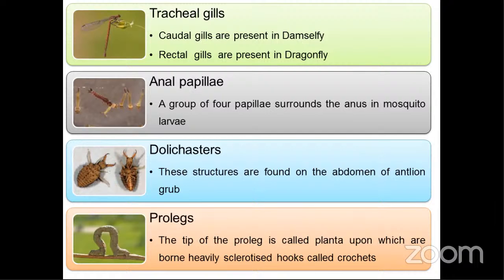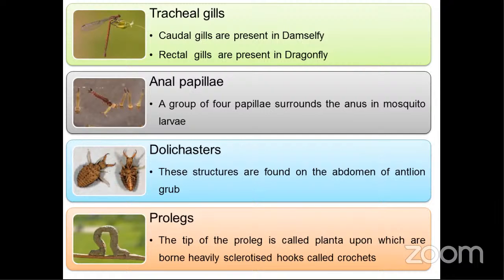Prolegs are on the abdominal segments of immature stages like caterpillars, the larvae of moths, butterflies and sawflies. Caudal gills are present in damselflies. In ICAR examinations, they will ask this type of bit only.